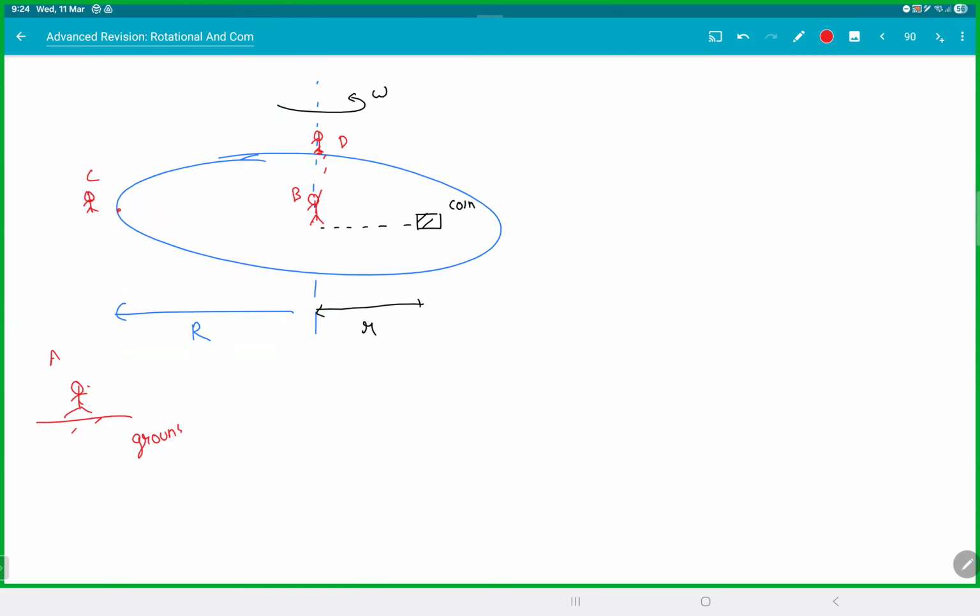You're getting where it is? 90 degrees. So these are the 4 people who are standing and looking at the coin, and the coin is not slipping. So if I ask you, find the centrifugal force as seen by the 4 people, what will you say? Find the centrifugal force and the pseudo force as seen by the 4 observers. Each person will say something else.